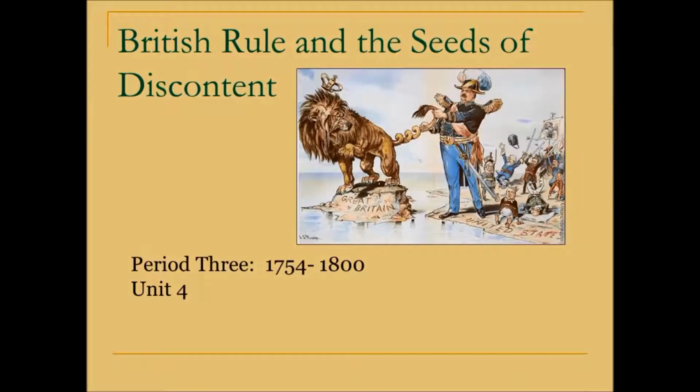Finally, we are at Unit 4. We are in Period 3, 1754 to 1800. Make sure you're writing that down. And this is all about British rule and the seeds of discontent that will eventually lead to the Revolutionary War.